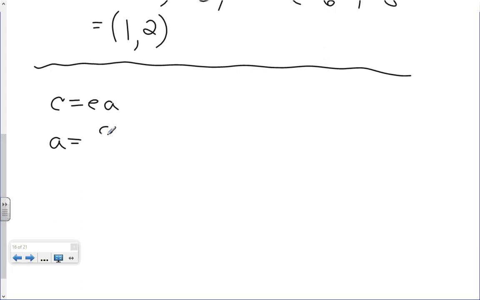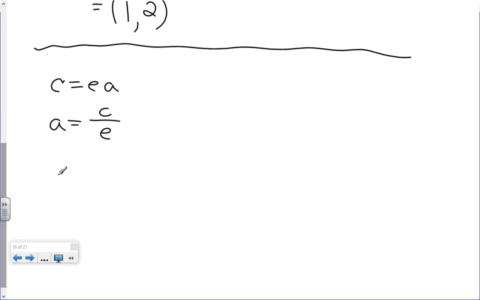A is equal to C over E. And they told us that the eccentricity was 1.25. We just found out C is equal to 5, so we have 5 divided by 1.25 is what we end up with. And of course, 5 over 1.25, that's a nice number. That's 4, right? So A is equal to 4. My transverse radius is 4.